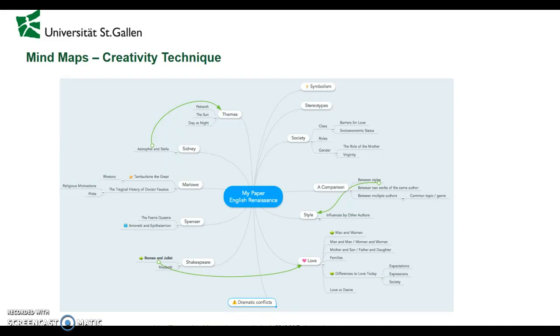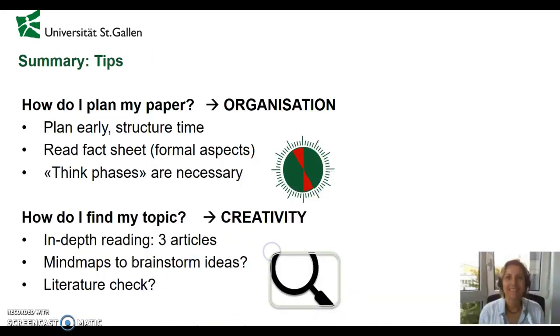So, to sum up, here are again my tips. First, I spoke about making a plan for writing your research paper and being well organized. So time management is really key. Start in good time, structure your day, read through the fact sheet and become familiar with what is formally required and what is required in terms of format. For instance, the length of the text should be about 10 pages, line spacing, things like that.